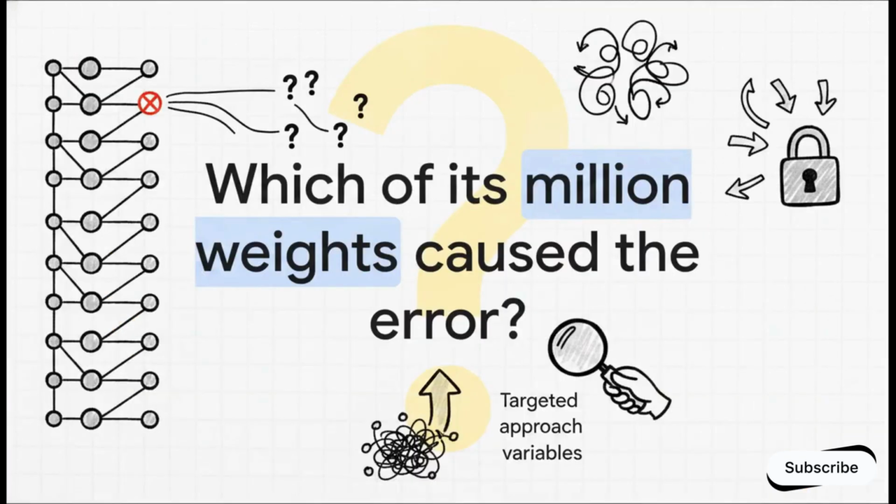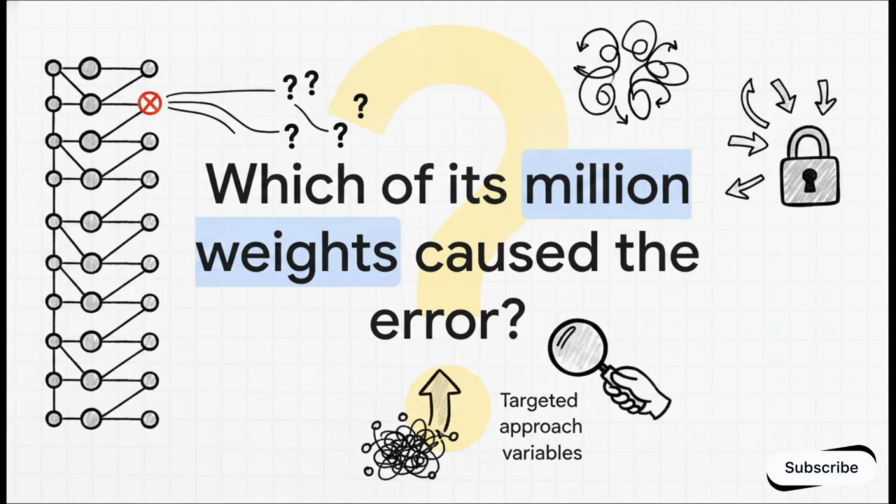So think about this for a second. When a neural network makes an error, which of its million weights actually caused it? This right here is the fundamental hurdle of machine learning. We call it the attribution problem. Imagine your network outputs a completely wrong prediction. Inside that network, you've got millions, maybe even billions of individual weights. Which specific one caused the error? And honestly, more importantly, how much should we adjust that one specific weight to fix it?